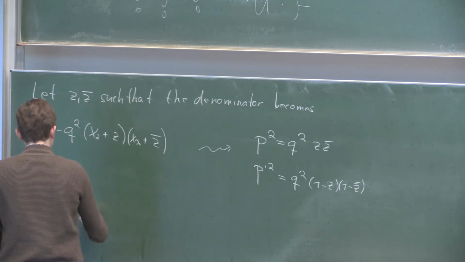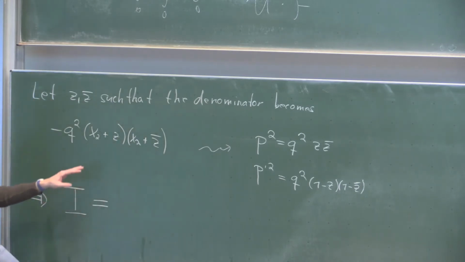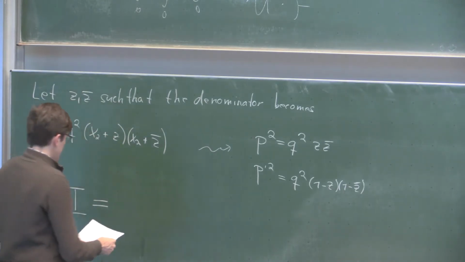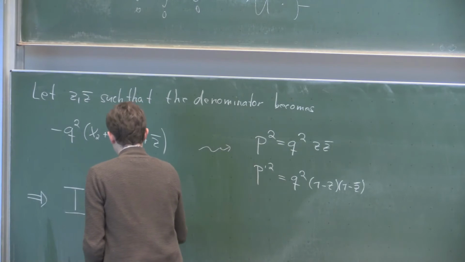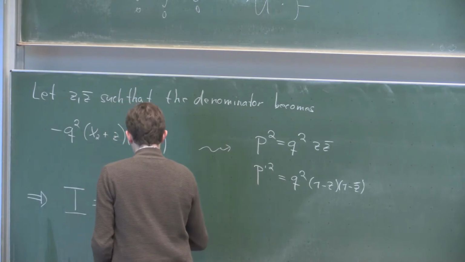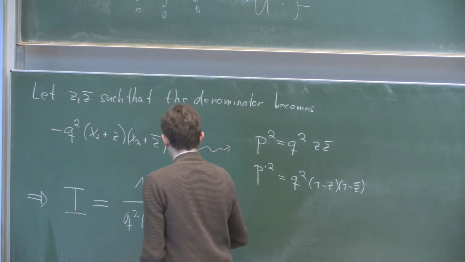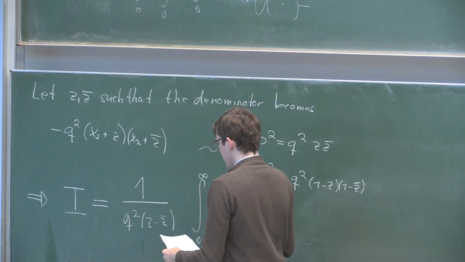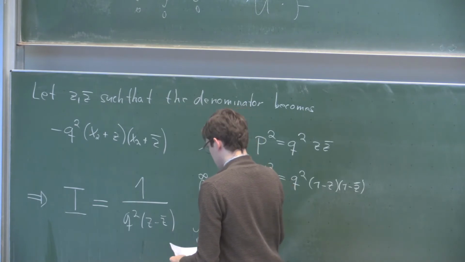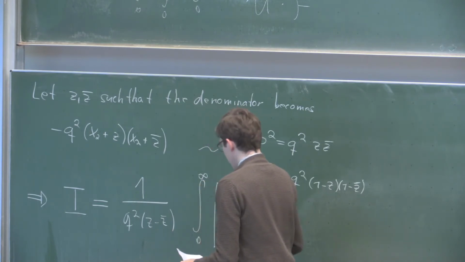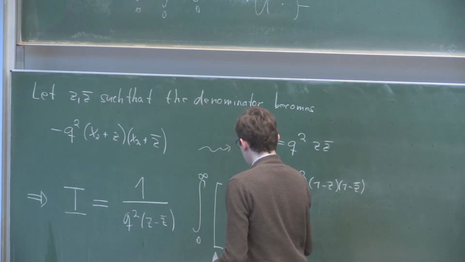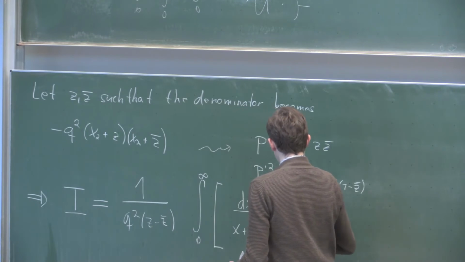So now what we're left to do is to compute the integral. So this triangle now, we have to integrate x2 over this denominator. So again, we can do a partial fraction decomposition, which is now very simple, of this thing. And then you're left with q squared times (z minus z bar), and then you have the integral from 0 to infinity. And I will not write x2 anymore, just x for simplicity. What are we integrating? Well, just dx over x plus z times this logarithm.